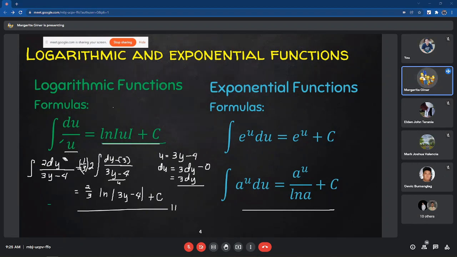Pag hindi mag-match diri sa numerator mo, ang iyang pag in-solve mo ng derivative. So, mean to say, you can use the power rule pag hindi amo na. Pero if not, so you use this logarithmic function. Okay? Sige, kopyahan na ina.